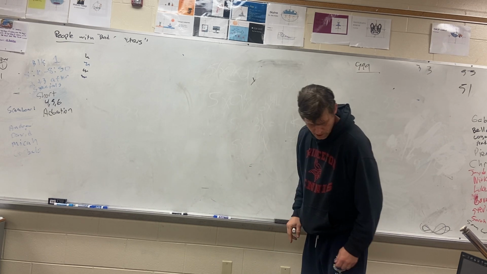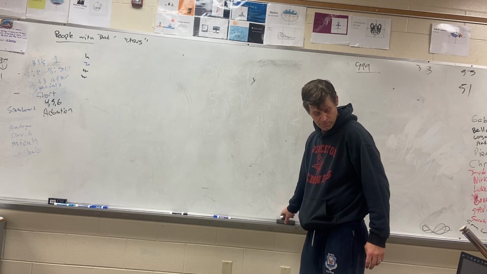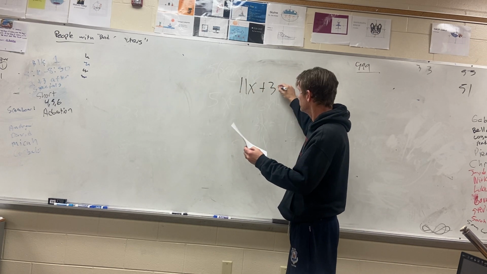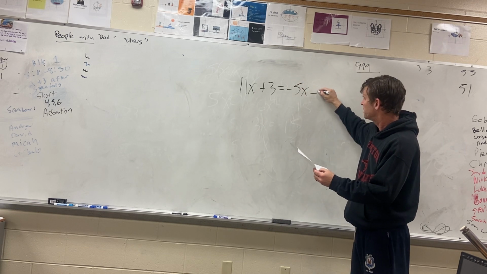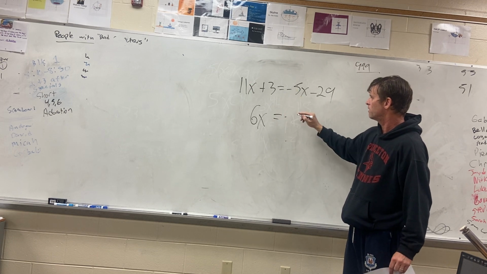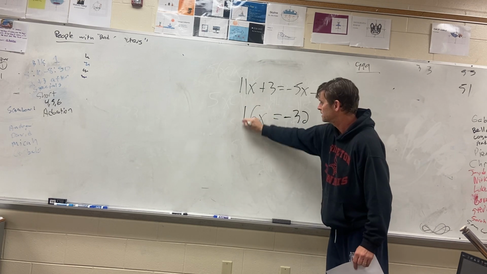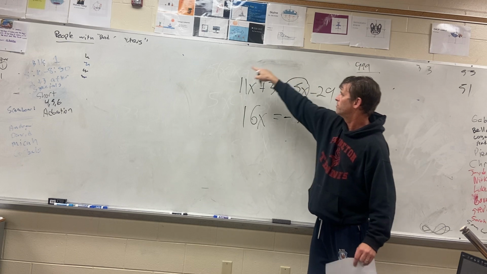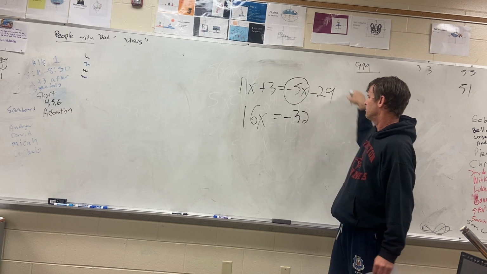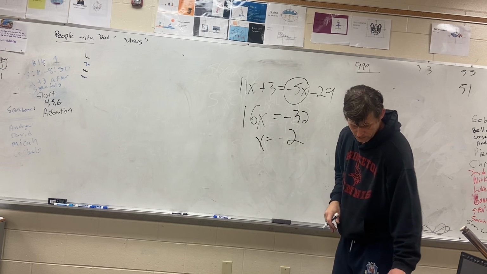Next, number 7, let's do it really fast. Number 7, 11x plus 3 equals negative 5x minus 29. Fling the 5x over there, 6x, fling the 3 over there, negative 29 minus 3, negative 30. Oops, 16x. Bad 5. When it's over there, it's a good 5, 16x. Negative 29 minus 3, negative 32, divide by 16, x equals negative 2. Sorry about that. All right.